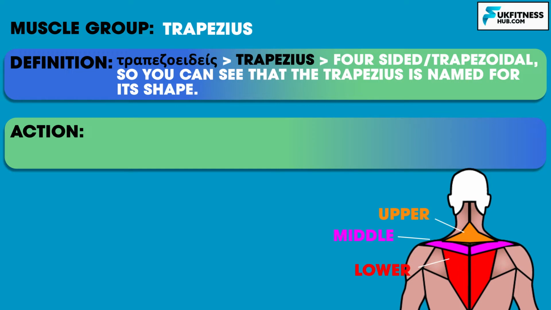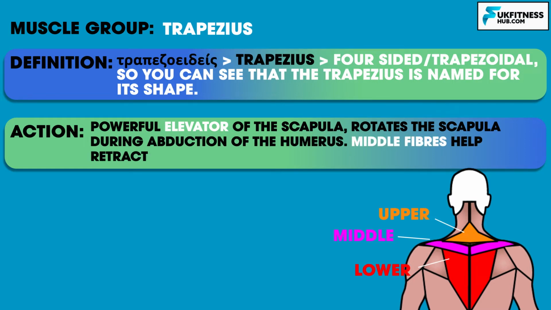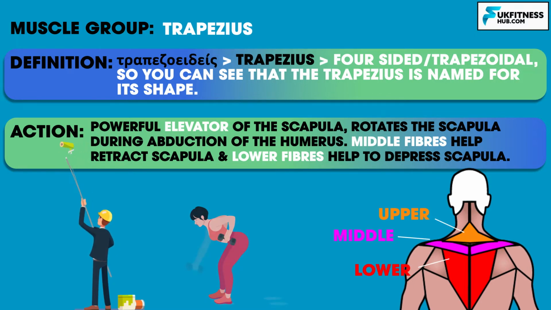The trapezius muscle is a powerful elevator of the scapula and rotates the scapula during abduction of the humerus above horizontal. The middle fibers help to retract the scapula and the lower fibers help to depress the scapula. If you were to paint a ceiling, for example, your upper and lower fibers would work together. In the gym, a common exercise for working your trapezius would be a bent over row or a shrug.